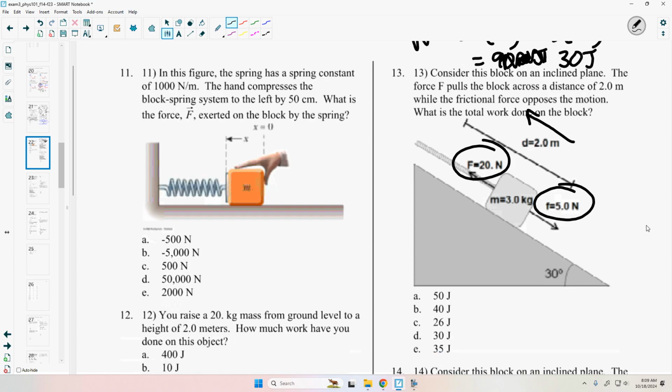But that's wrong. There's actually another force that's doing work on the object. Do you know what force that is? Not the normal force, because the normal force is perpendicular to the motion, so it's not doing any. But the weight, a component of the weight, is doing work. And so it actually does do some amount of work. Y'all see what I'm saying? That there's another force that's doing work.